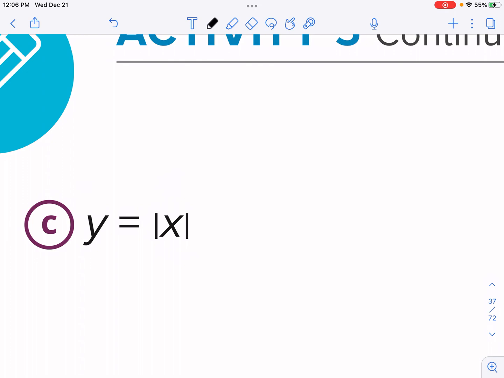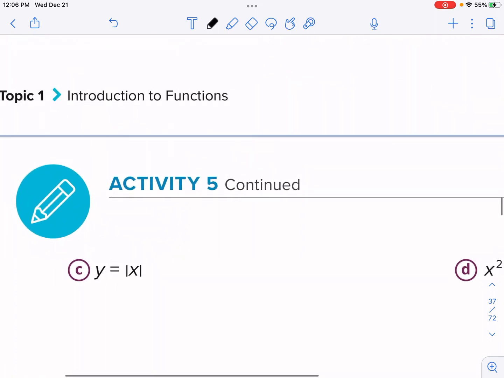Now, it might have been a while since you talked about absolute value, but let's say the absolute value of 5. What does this mean? If I draw a number line here, 0, 1, 2, 3, 4, 5, and also go in the opposite direction, 1, 2, 3, 4, this is a negative 5.